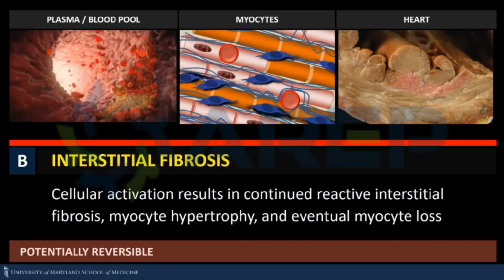You get continued cellular activation, continued interstitial fibrosis, and eventually you'll have myocyte loss. Now, very early in the stage, this is actually potentially reversible. So you can identify the reason for the interstitial activation. You can reverse the injury.